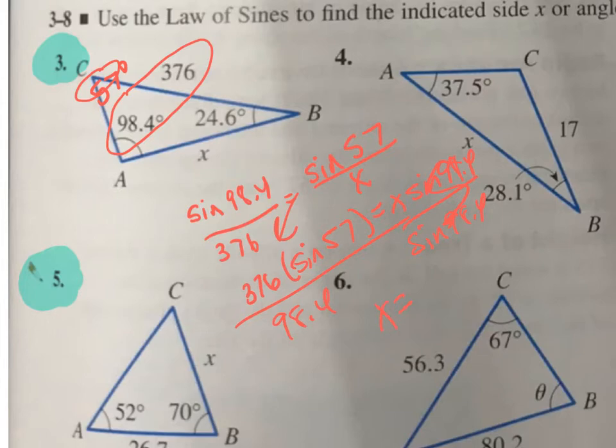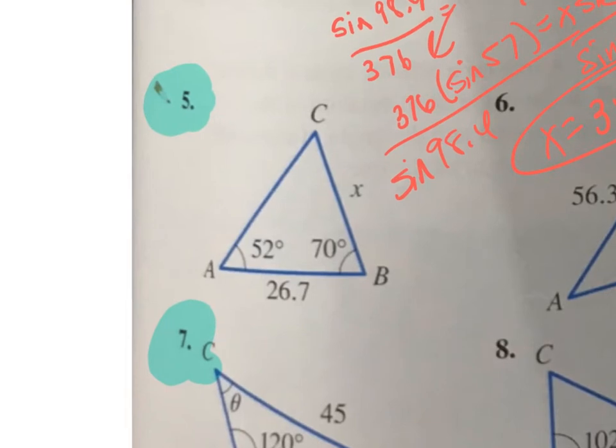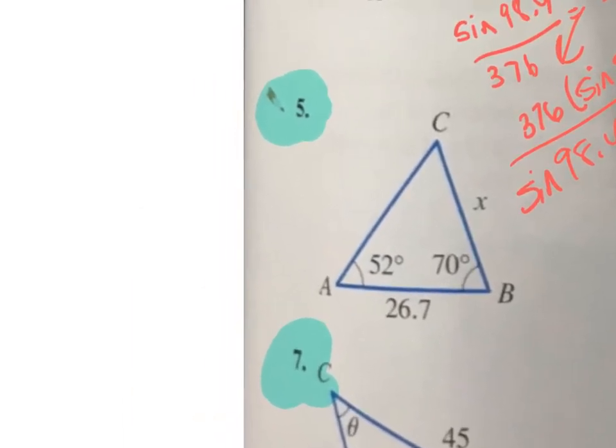So x is about 318.76 units long, however they say. So again, I have the information I need for number 5. Let's work on it. Let's find that missing angle. I don't know what that missing angle is, but I do know that there's 180 degrees in a triangle. So if I add 52 and 70, I get 122, and I subtract that from 180, I know that angle C is 58 degrees.